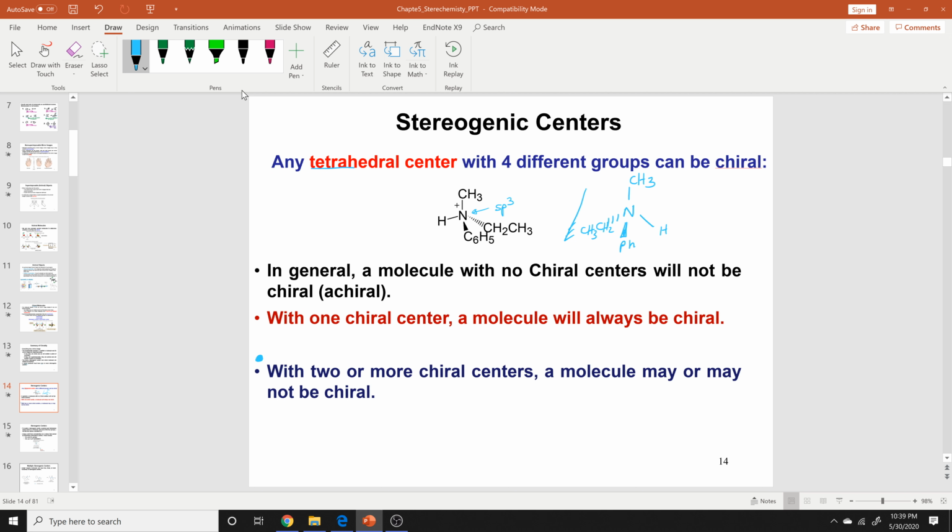So we were saying that a chiral center is a center that has 4 different groups around it. A chiral molecule is a molecule that has a mirror image. If you have one chiral center, then definitely the molecule is going to have a mirror image, so the molecule is going to be chiral. But if you have more than one chiral center, the molecule may or may not have a mirror image, so it may or may not be chiral.